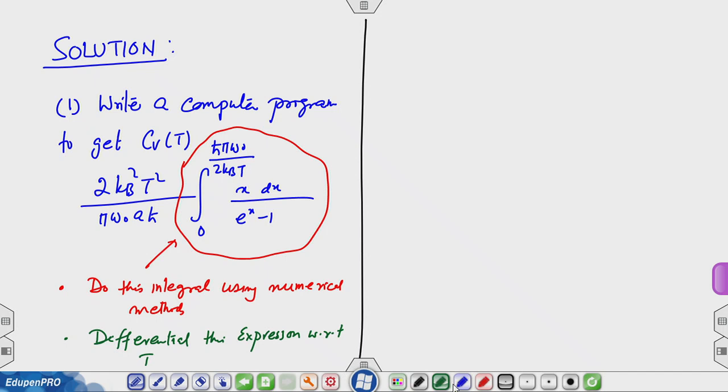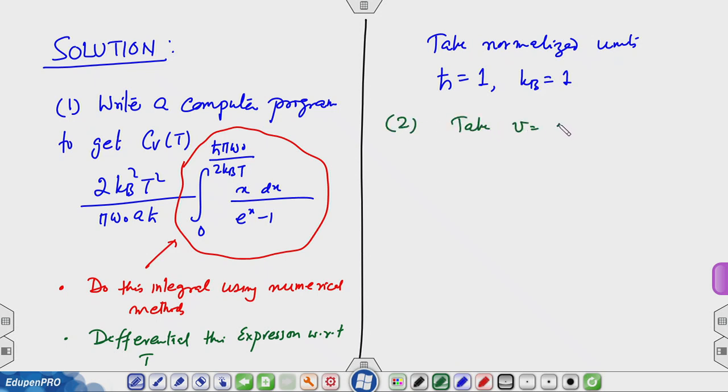And along the way, to facilitate calculations, what you will do is normalize units. So you can take h bar to be 1, kB to be 1, and choose other numbers conveniently. Once you write the program, you will see what gives you reasonable values for x and y coordinates. And then step number two, you take v equals some constant. You can even take it to be 1.